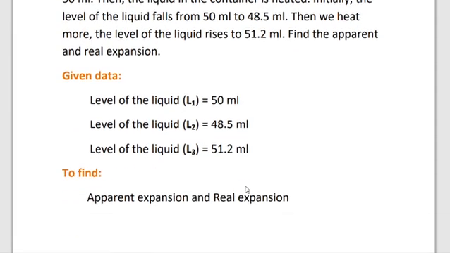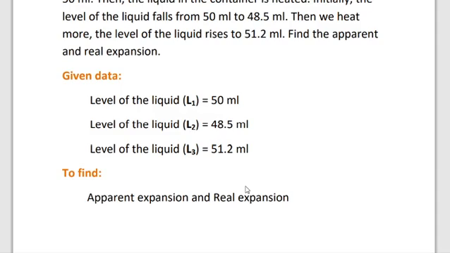First, what is apparent expansion? The expansion of a liquid apparently observed without considering the expansion of the container is called the apparent expansion. What is its formula? Apparent expansion equals L3 minus L1. Then what is real expansion? Real expansion means if a liquid is heated directly without using any container, then the expansion that we observe is called the real expansion of the liquid. What is the formula to calculate the real expansion? Real expansion is equal to L3 minus L2.